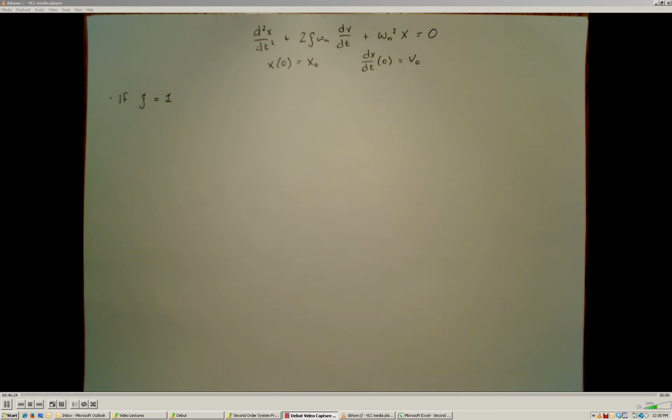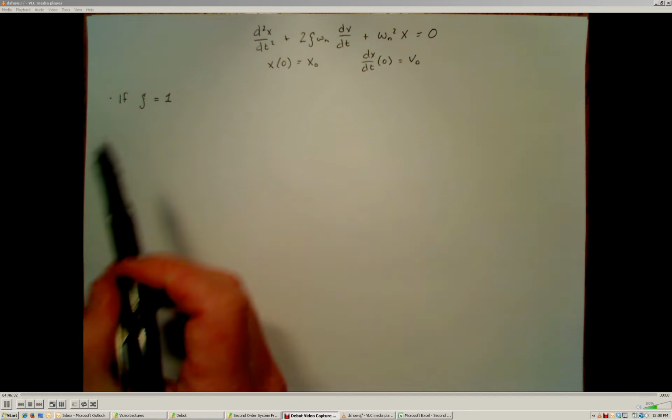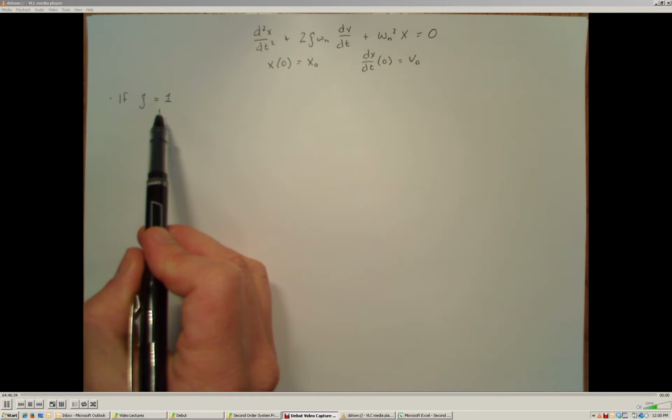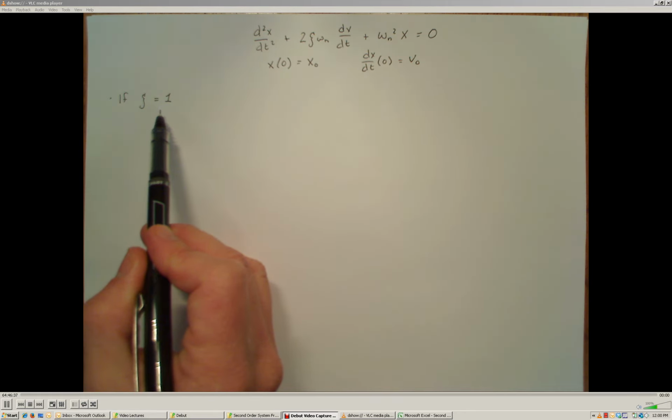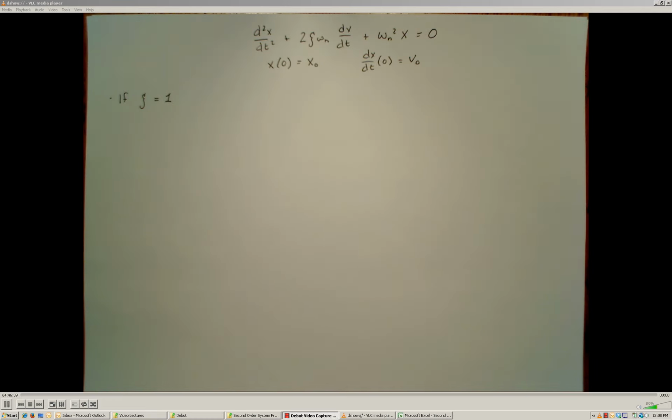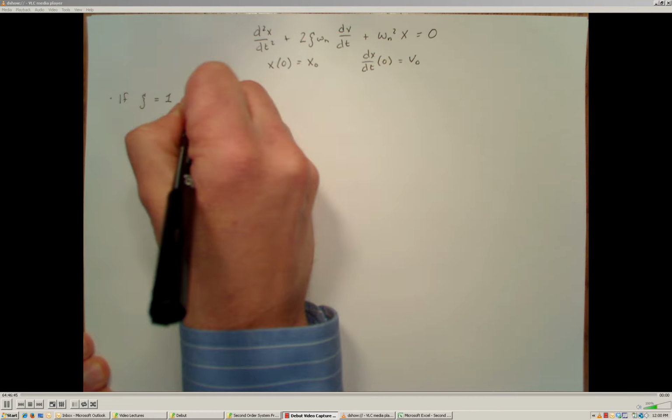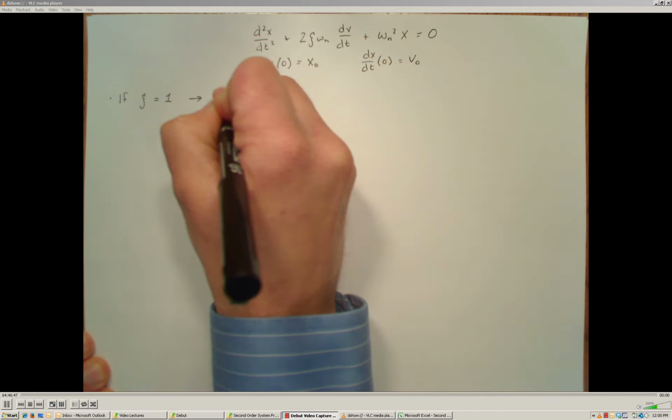Now we're going to take a look at what happens when the second order differential equation model of the system is critically damped. That is, what happens when the damping ratio of the second order system is identically equal to 1. Well, from our analysis of the eigenvalues, or the roots of the characteristic equation, we know that in this case, the system is called critically damped.